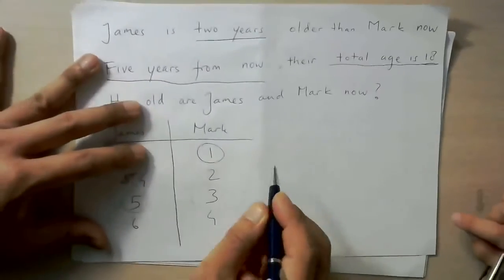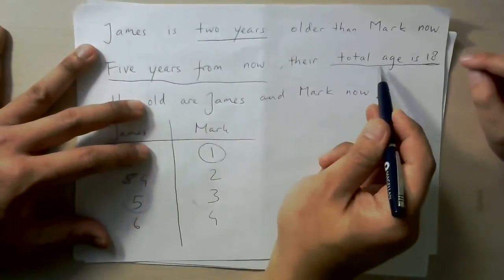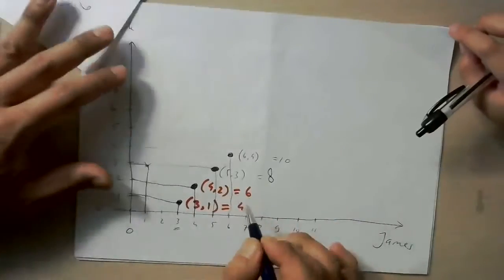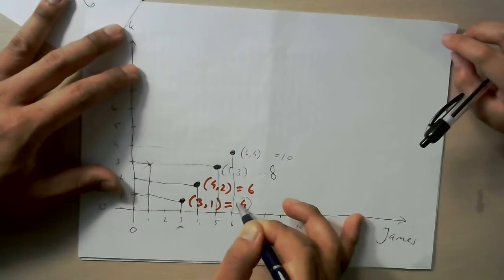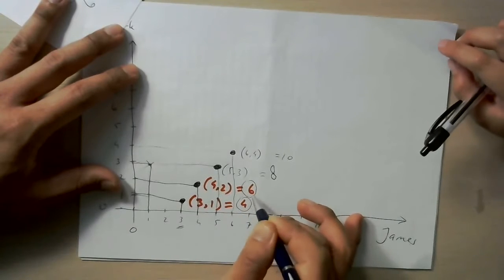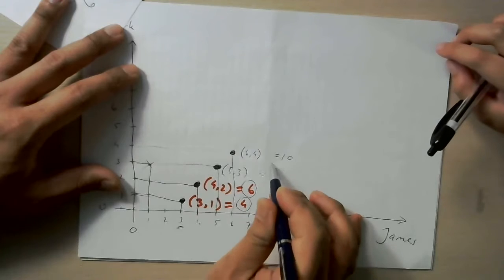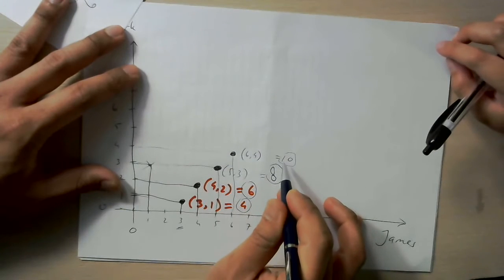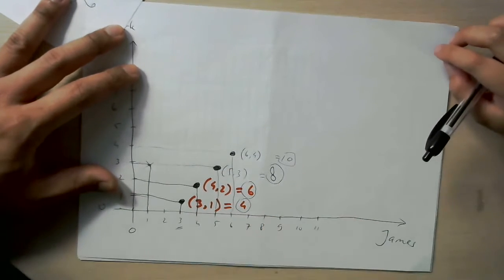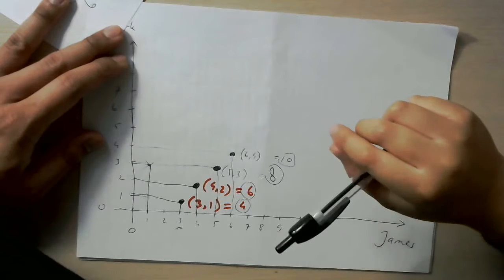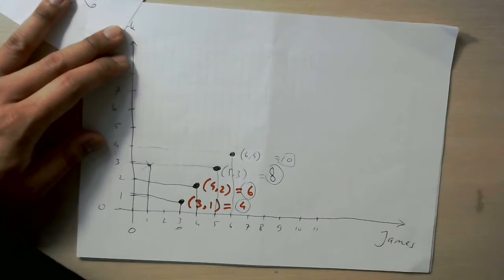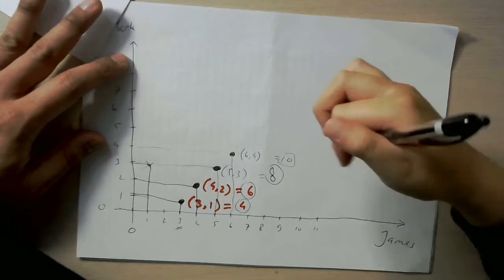Because now in the question, it's given here that the total age is 18. So this is what we will find. You know, this is the total age, yeah? 4, and then 6, and then 8, and then 10. So you will have to find a point where it gives you the total equal to 18. Oh, I got one. Okay.